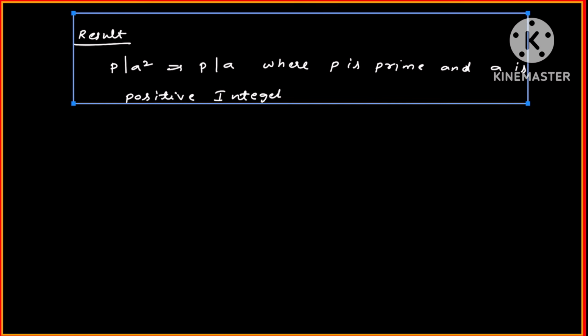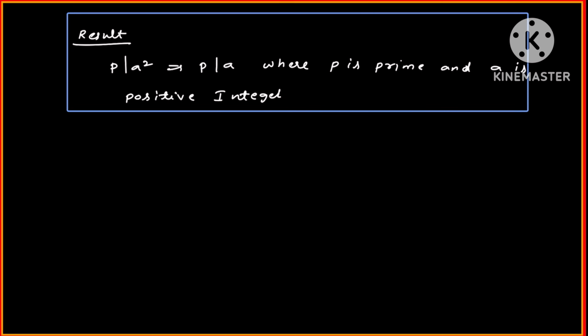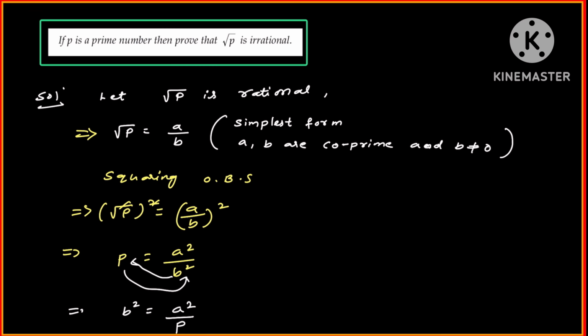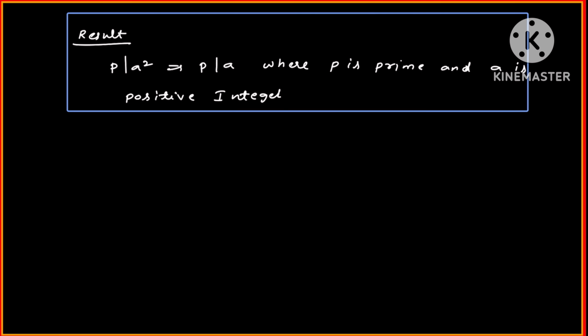Next step is, I am going to use this result here. If a square is divisible by p, that means p divides a square, that implies p divides a. That means I can express a as prime into some positive integer, a equals p k, where k is a positive integer.